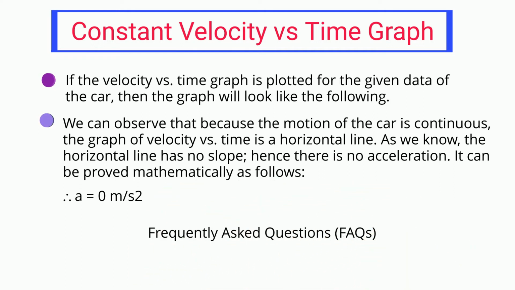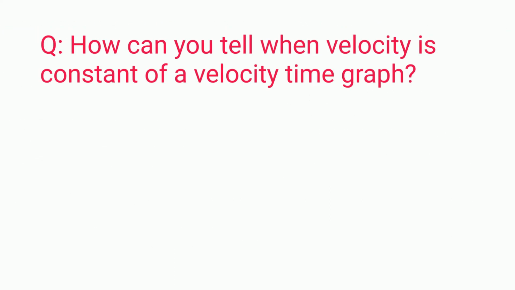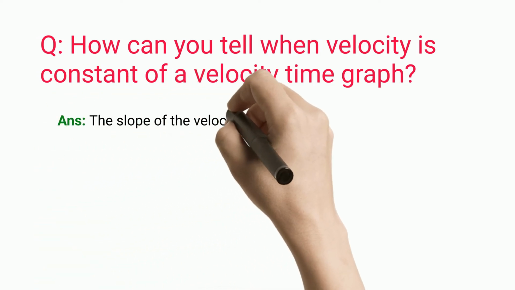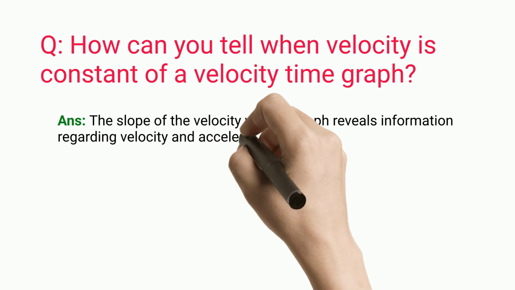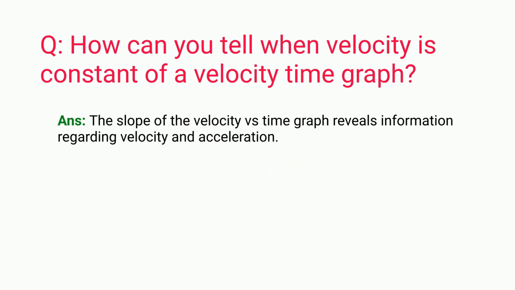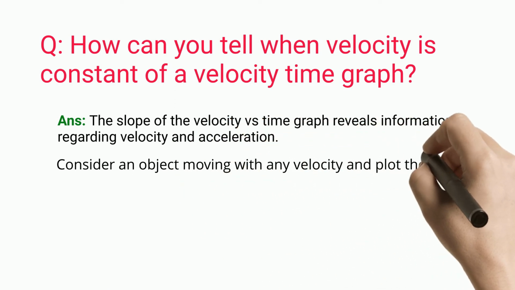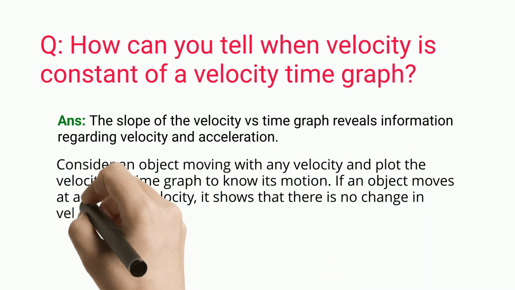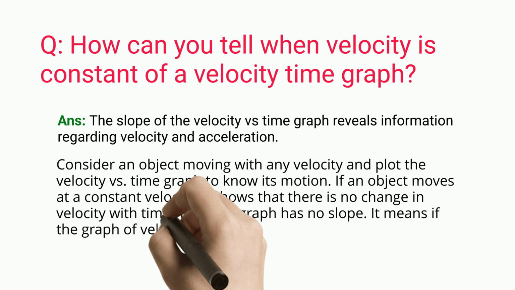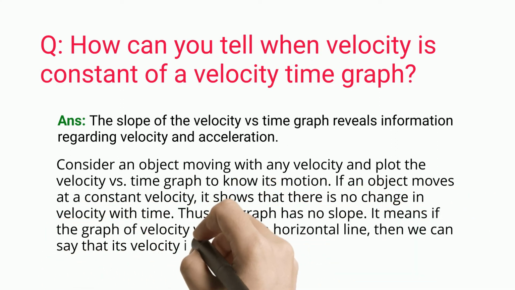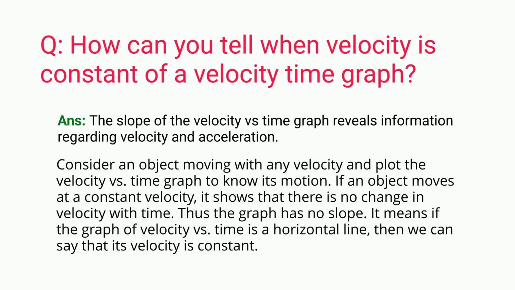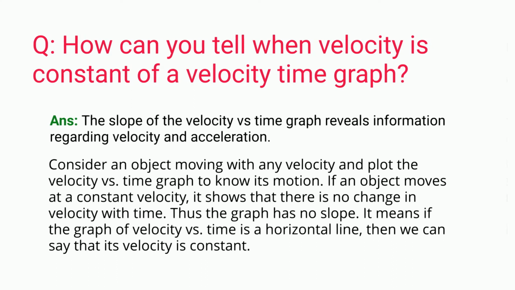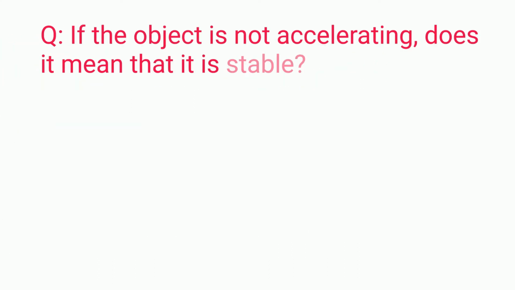Frequently asked questions. Question: how can you tell when velocity is constant on a velocity time graph? Answer: the slope of the velocity versus time graph reveals information regarding velocity and acceleration. Consider an object moving with any velocity and plot the velocity versus time graph to know its motion. If an object moves at a constant velocity, it shows that there is no change in velocity with time. Thus the graph has no slope. It means if the graph of velocity versus time is a horizontal line, then we can say that its velocity is constant.